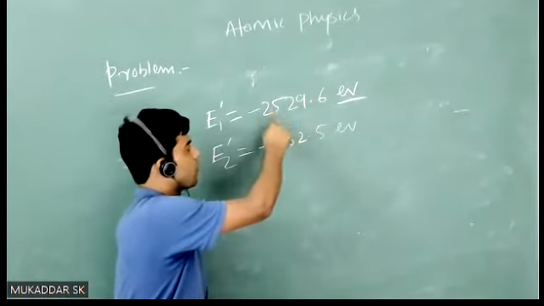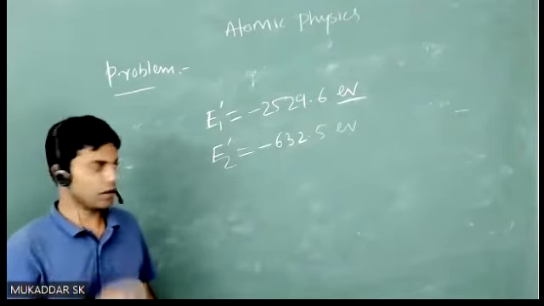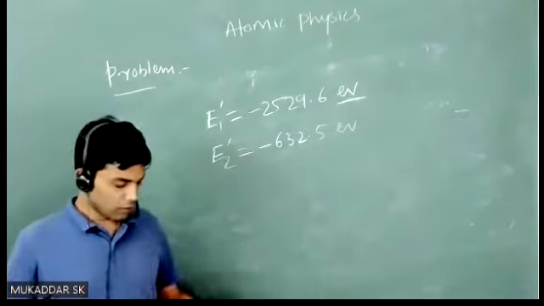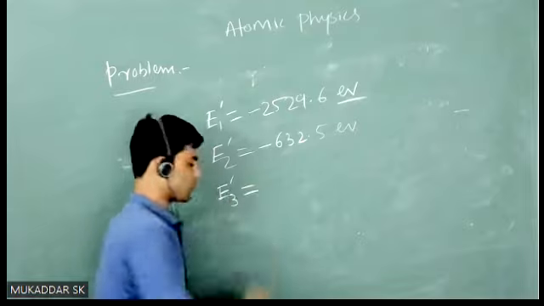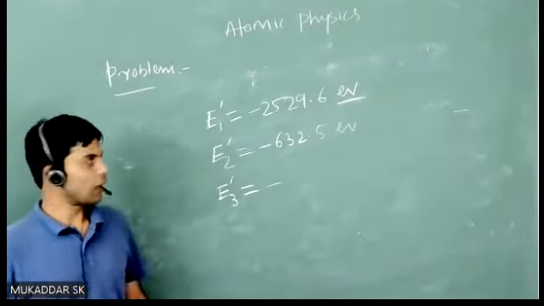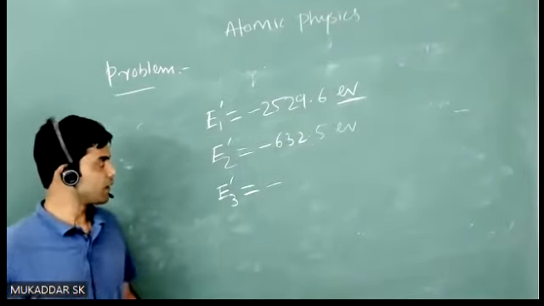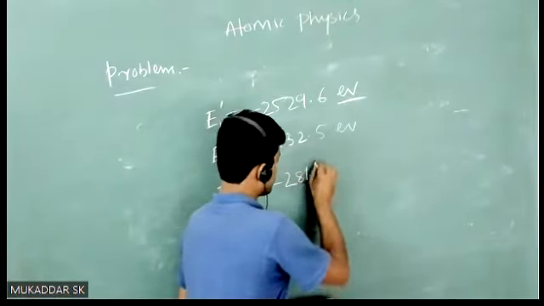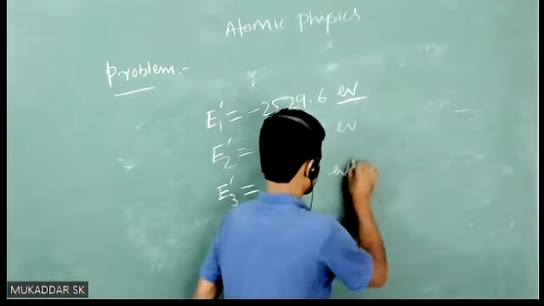That's not a problem. 2529 or 2530 also, very close. Ultimately, they will ask you that order. So this is around 632.5 electron volt, right? What about E3 dash? Please tell me so that I can proceed. Now it will be divided by what? 9, right? Now it will be divided by 9. 281.06, or you can write it close to 281 electron volt.